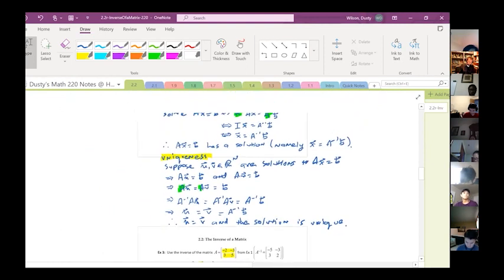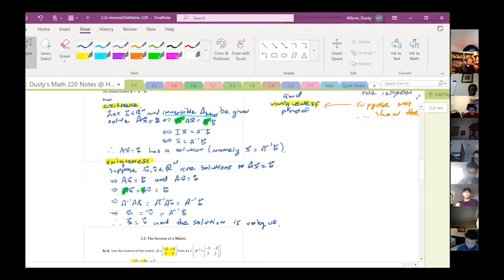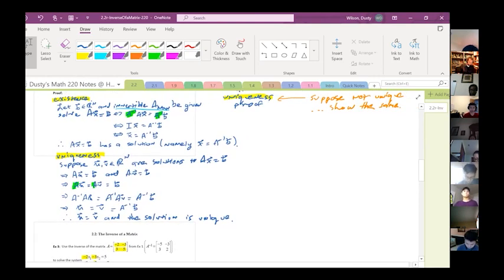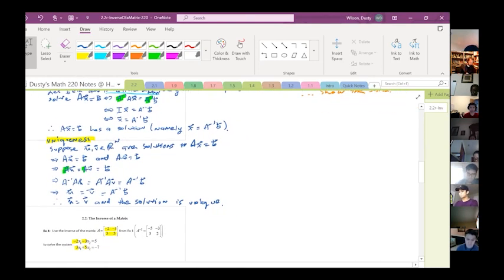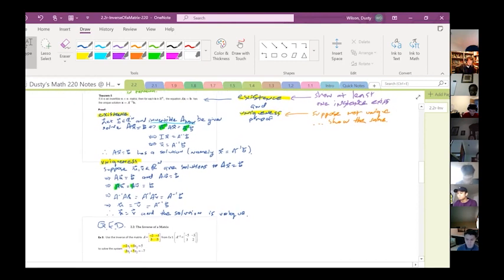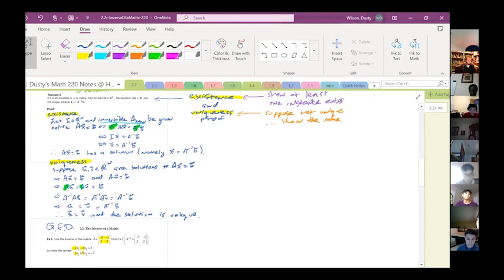If you back up, we're doing a proof that involves existence and uniqueness. We've completed both parts. And so right here at the very end, we can do a big old happy QED because we finished both parts of the proof. Okay. Questions?